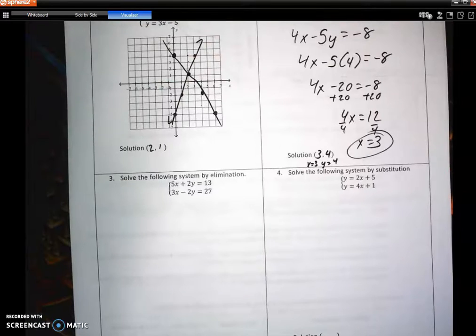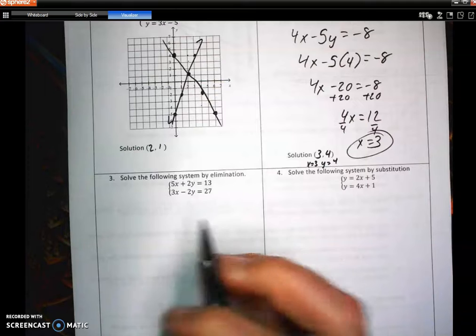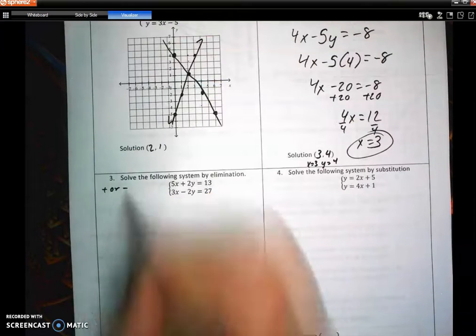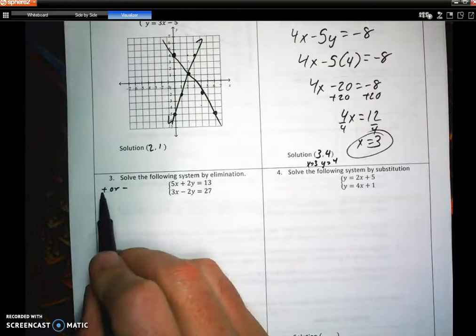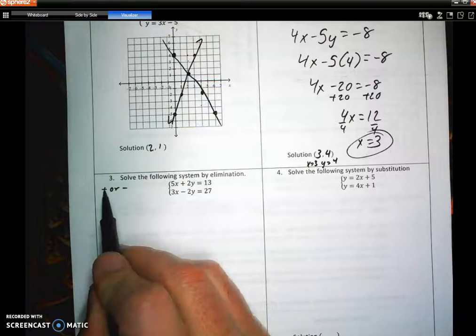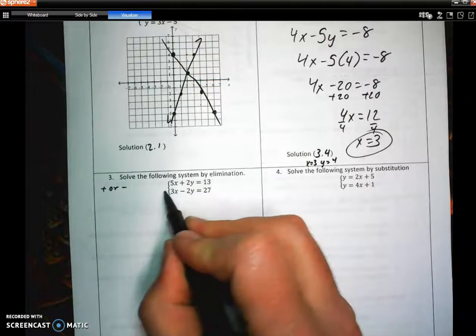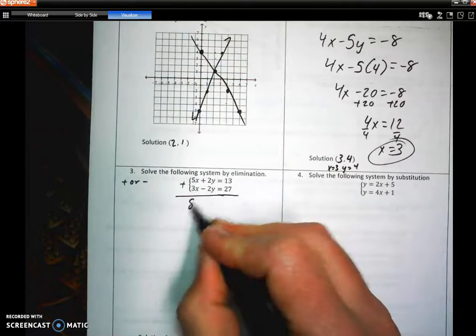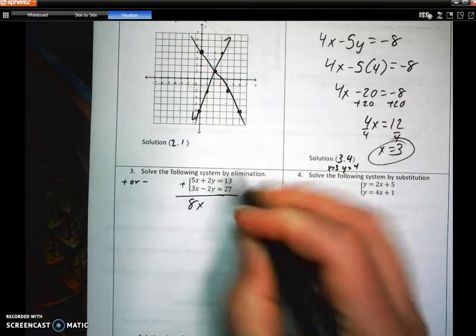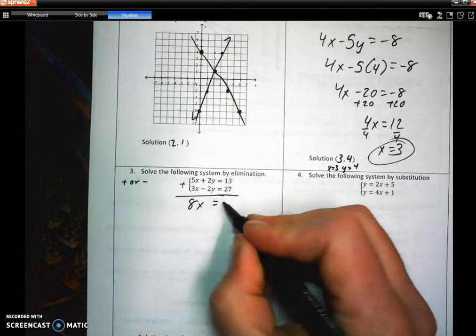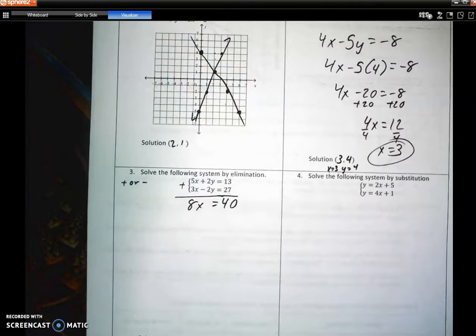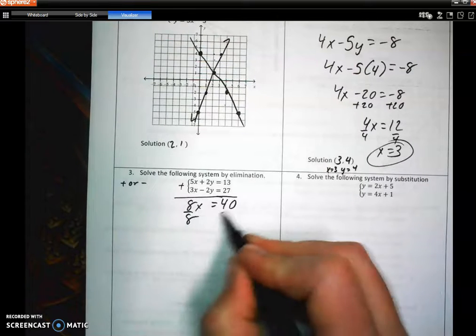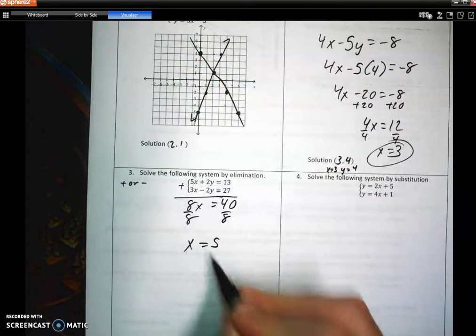Next one, solve the following by elimination. So either we need to add or subtract. If they're the same, you subtract. If they're opposites, you add. So in this case, they're opposites, so I'm going to add these together. And I'm going to get 8x, negative 2 plus 2 is 0, 13 plus 27 is 40. And now I solve for x. Divide by 8, x equals 5.